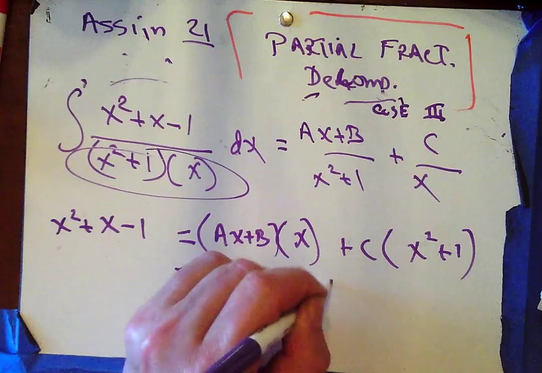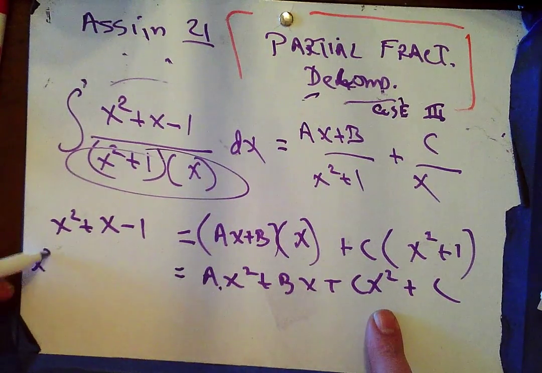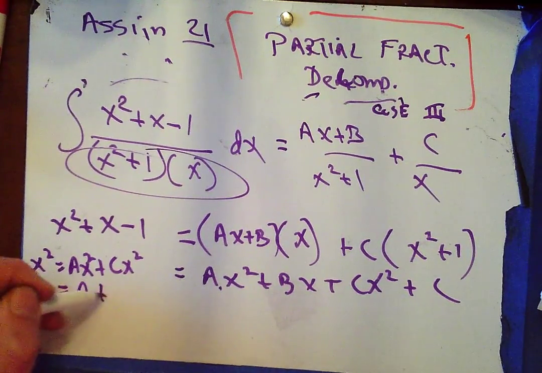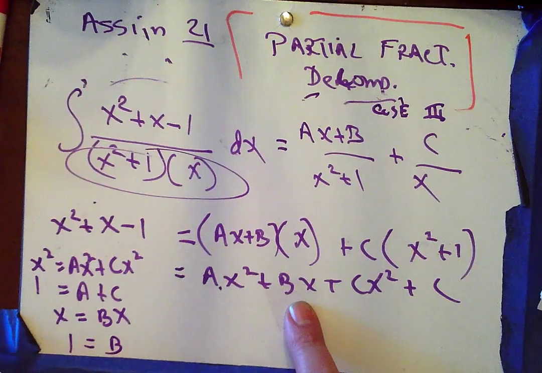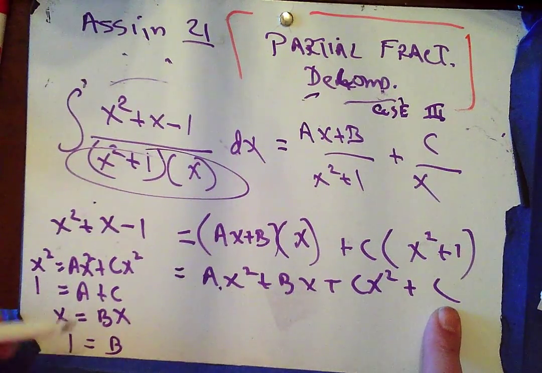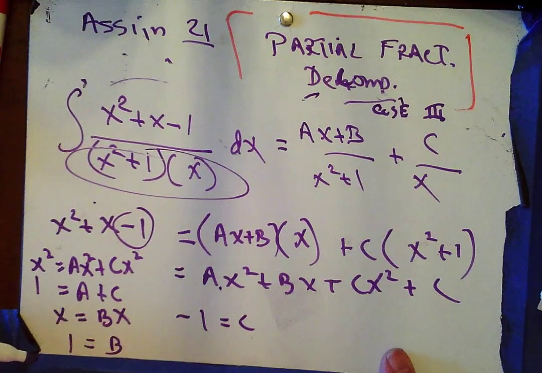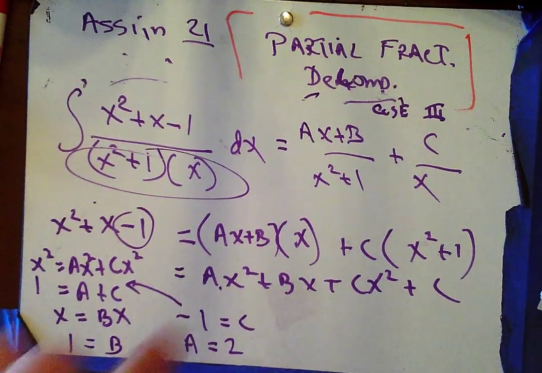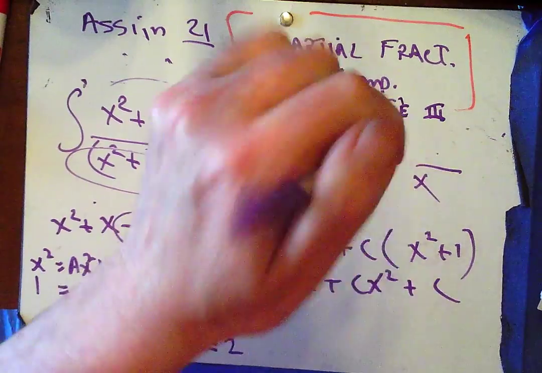Ax squared plus Bx plus Cx squared plus C. And let's group things together. Let's take all the x squared stuff. x squared equals Ax squared plus Cx squared. And if I divide everywhere by x squared, I get 1 equals A plus C. Now let's take all the stuff with x to the first. x equals Bx. Oh, well, doesn't that mean just that B equals 1? Sure does. And then over here, I've got not x with not x. So negative 1 equals C. So I can take this negative 1 now and plug it in there, and that tells me that A equals 2. So this becomes a 2, B is 1, and C is negative 1.